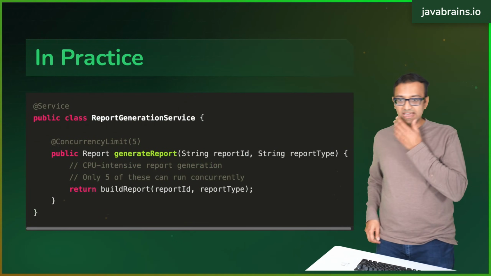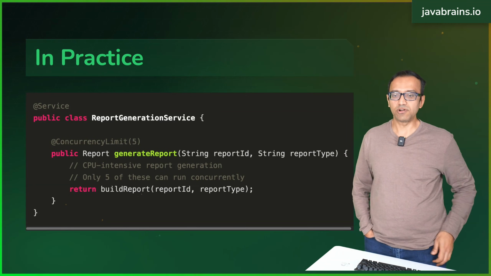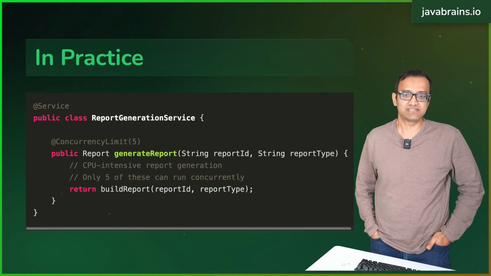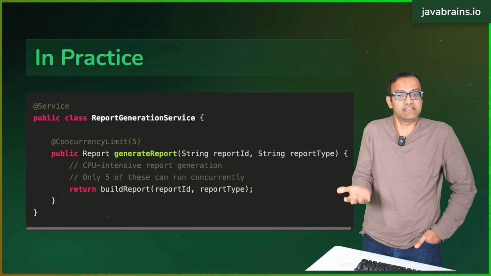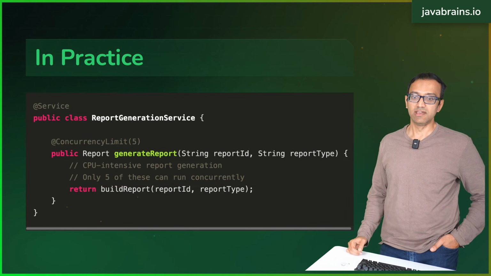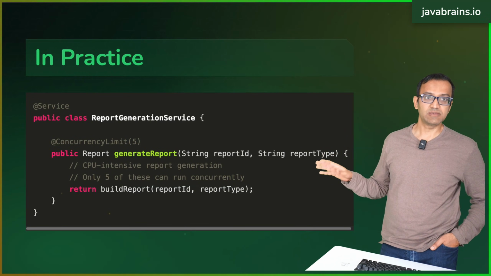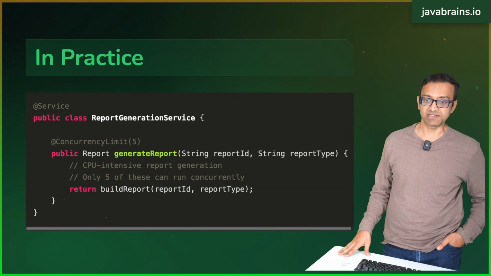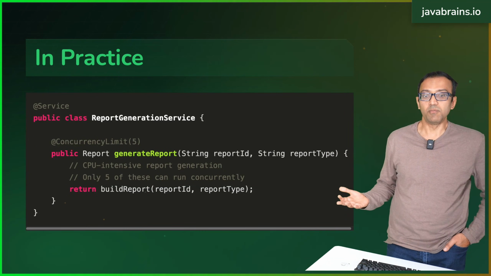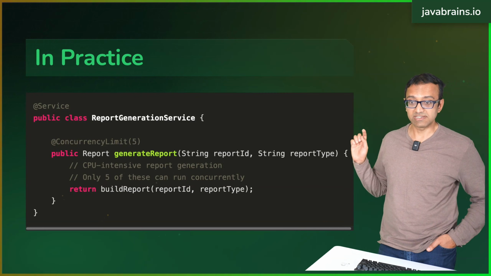Now here's what it looks like. I have an example code here, which is a report generation service, just a simulation of a method that takes a long time. Here is a method that takes a long time, generateReport, which takes in a report ID and a report type, and then it is some kind of CPU intensive operation. So you don't want more than 5 of them running at the same time. So you just stick an annotation on top of it.